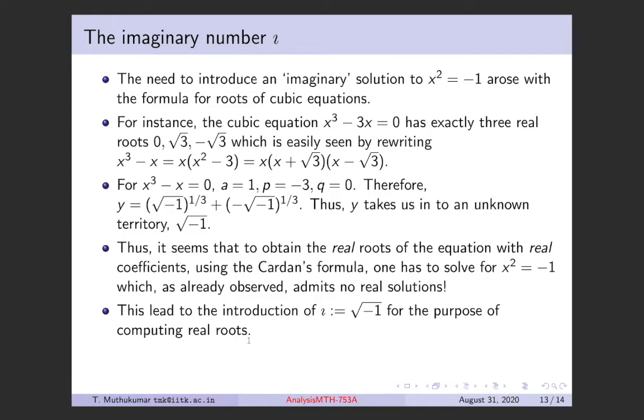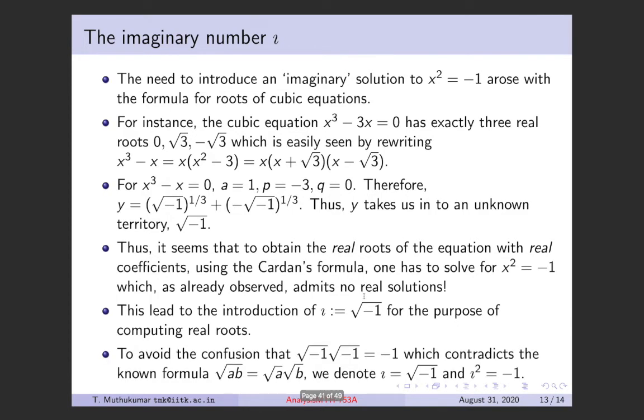Now, why even introduce the symbol i? I mean, one can just work with root -1 because this is already a symbol. You might say it's for simplicity. Yes, it's for simplicity, but there is a specific reason for introducing this. It is that of this property which the real numbers had, that the square root of the product is the product of the square roots.